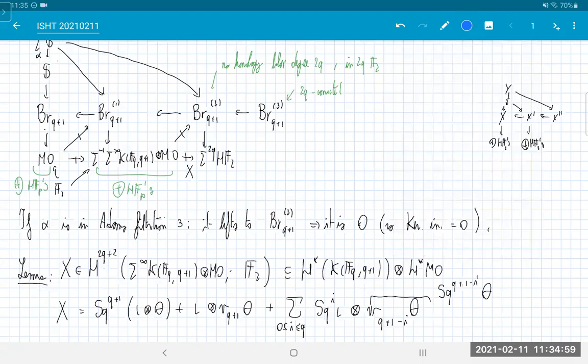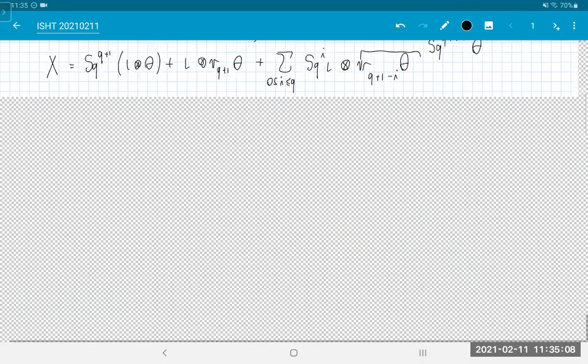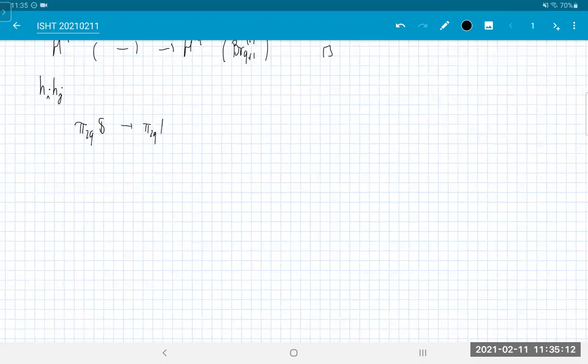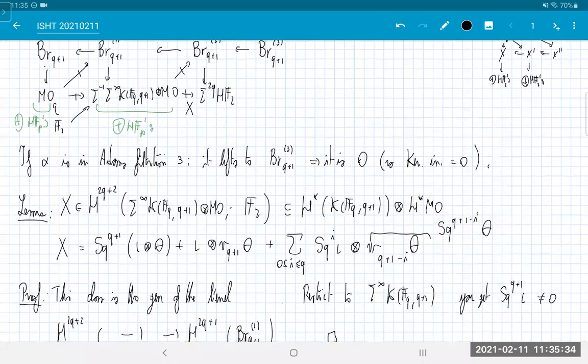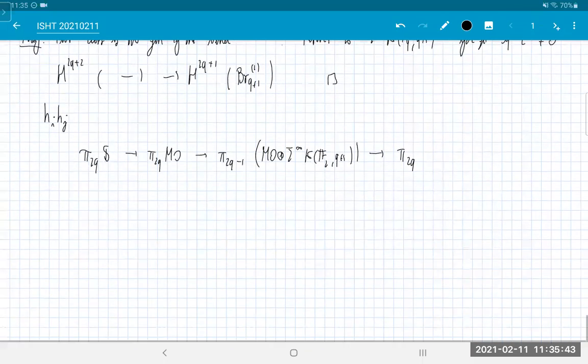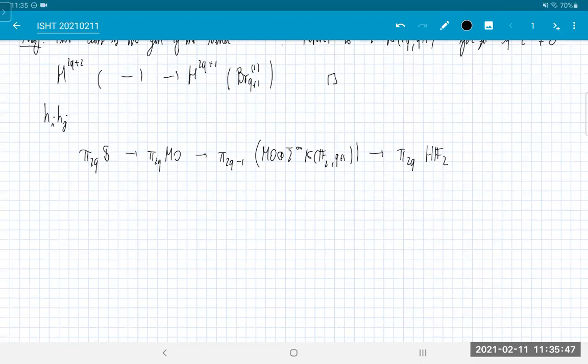Now these, if I go this way, sorry, this way, this gives me a sequence, pi 2q sphere goes to pi 2q MO, goes to pi 2q minus one, MO tensor sigma infinity KF2 Q plus one. This goes to, no wait. Am I doing it right? Yeah. Okay, I'm screwing up the degrees here somehow. Let me say pi star, so I don't have to worry too much about the degrees.